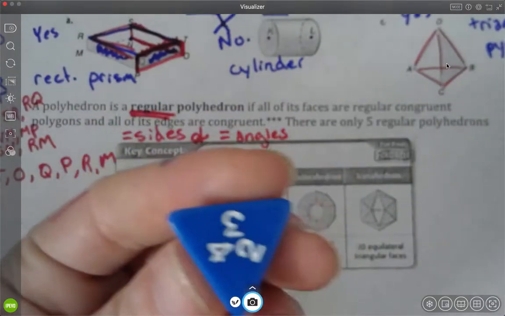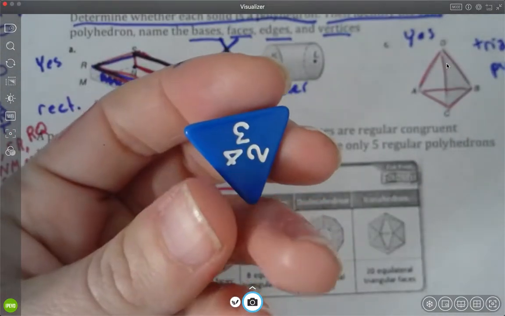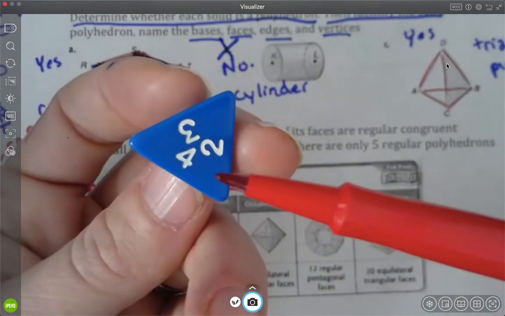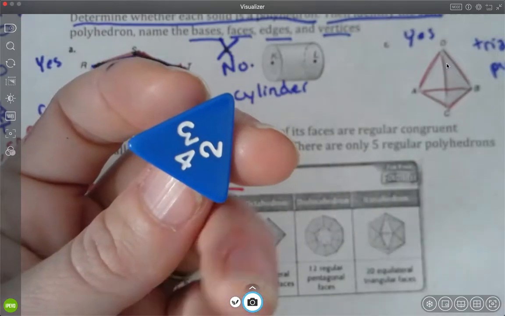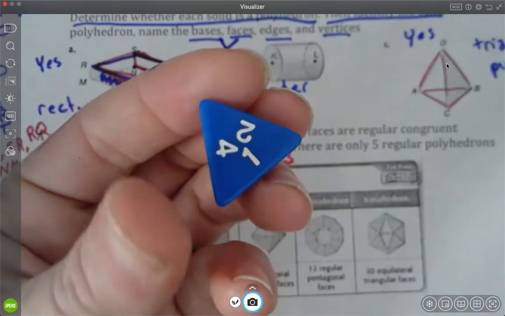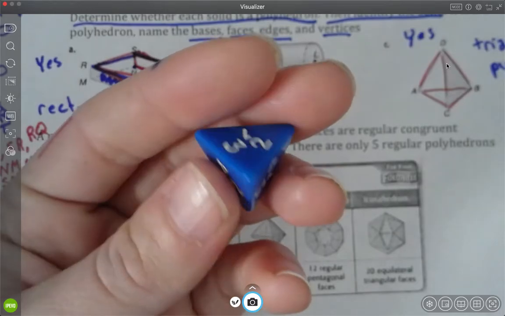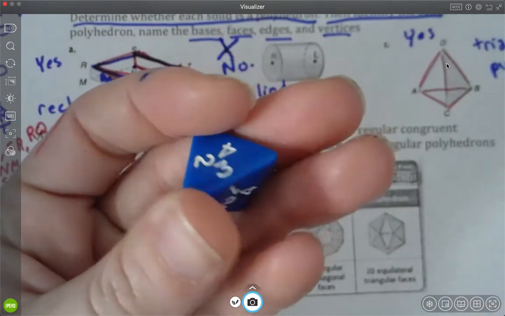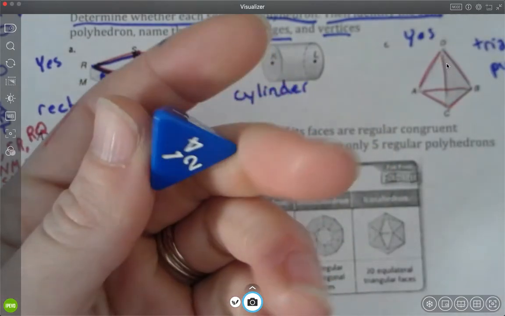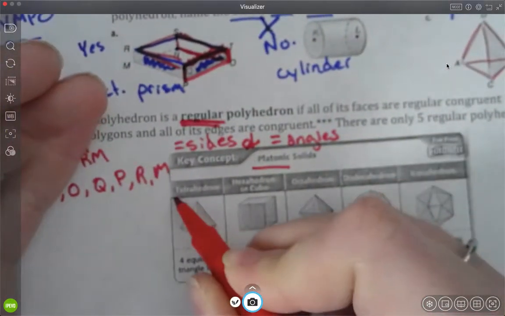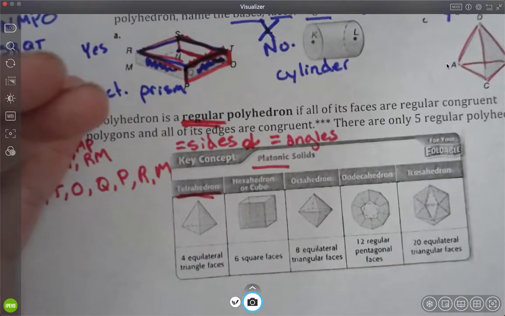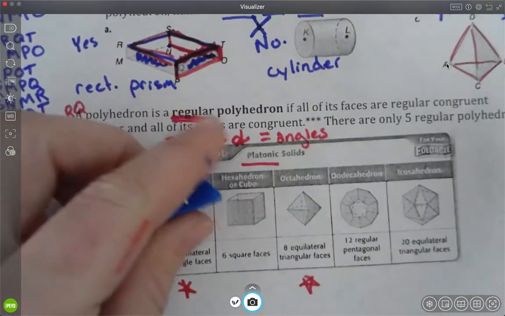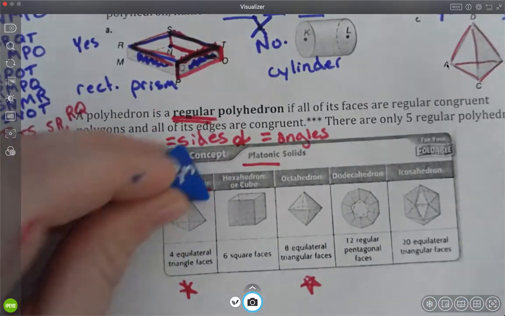Platonic solids are made entirely from regular figures. So this guy right here is a regular triangle because all of the sides and all of the angles are exactly the same. And what they've done is they've taken that guy and made 4 of them put together to make this Platonic solid. Does that make sense? There are 4 regular triangles all smushed together in one shape to make a tetrahedron.